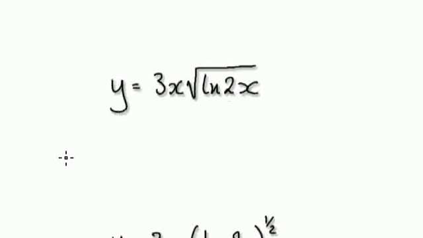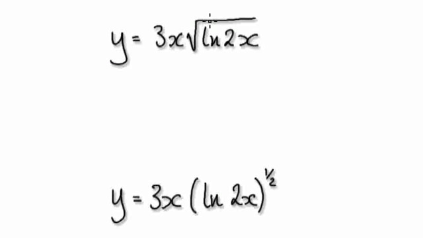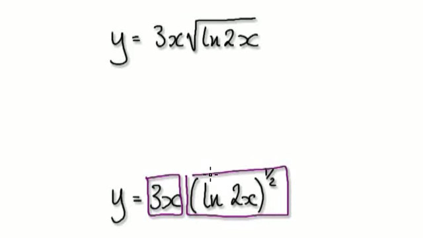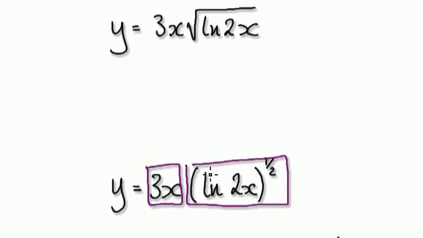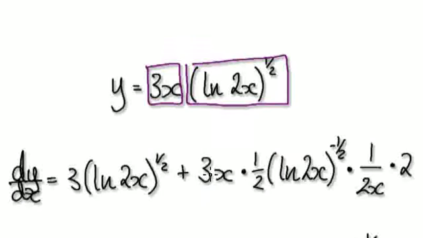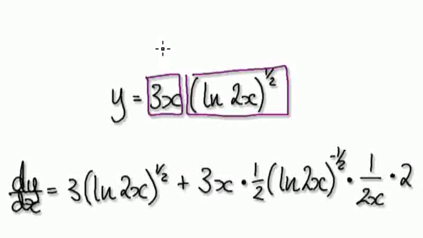Okay, so to do this here, visualize this as to the power of a half. So square root is the same as to the power of a half. So now you've got one block times another block here, so you've got to use the product rule. So using the product rule, differentiate this, leave this the same.